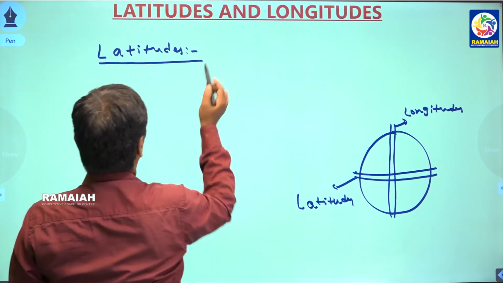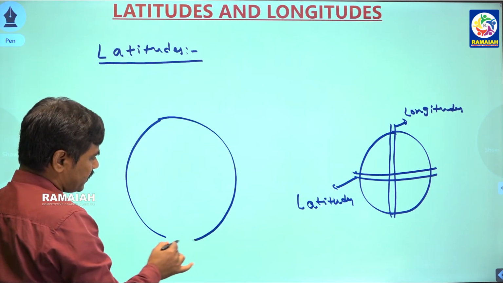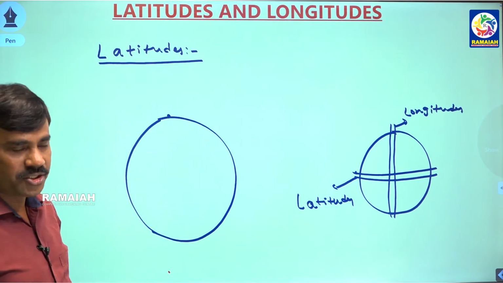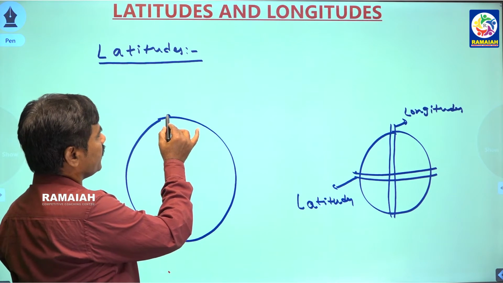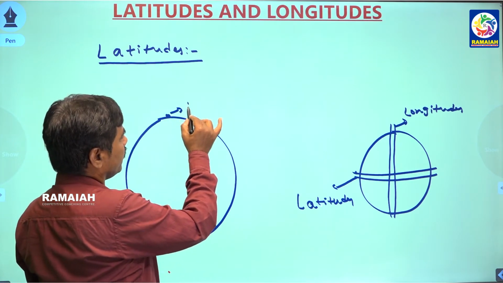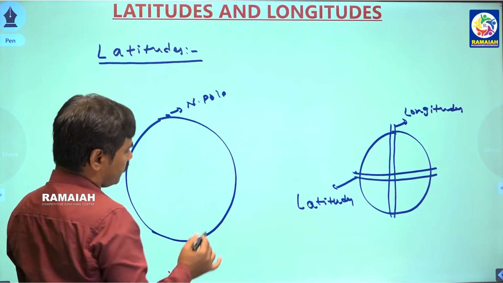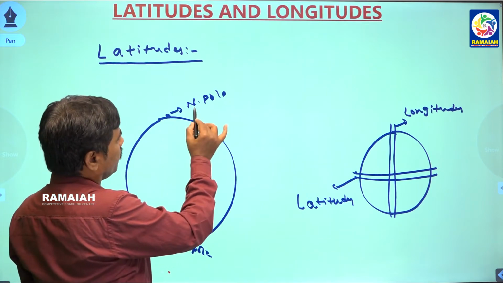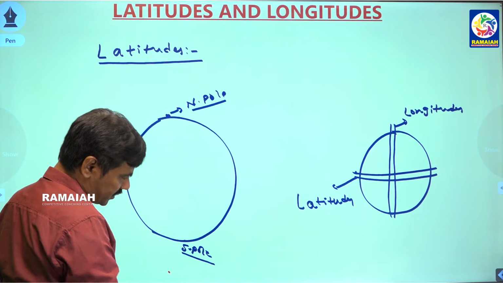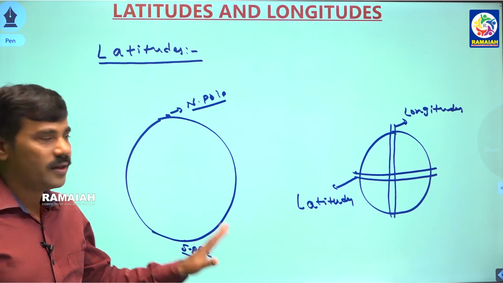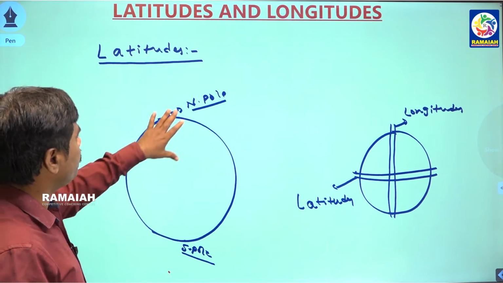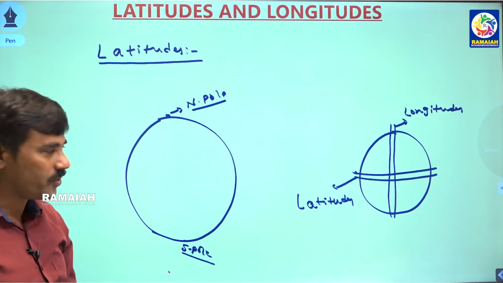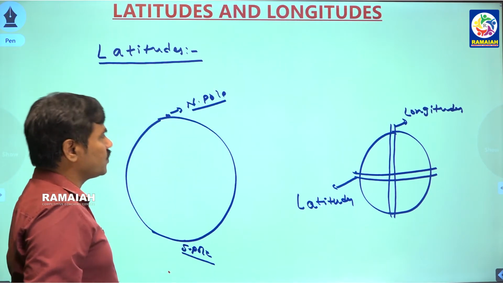Now about the latitudes on the earth surface. The earth looks like a spherical shape. On the sphere, the north extreme point is called the North Pole, and the south extreme point is called the South Pole. Both are constant points. They have no circumference and no size. They are just points.